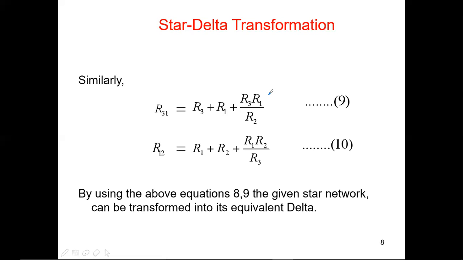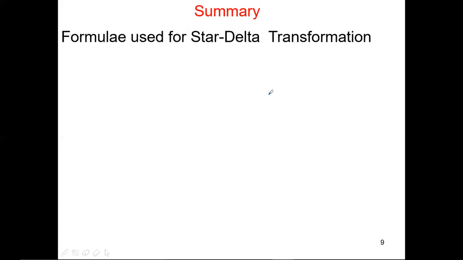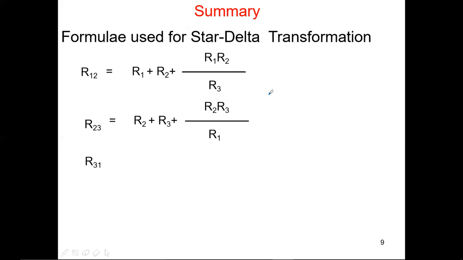By using the above 8 and 9, the given star network can be transformed into the equivalent delta, equations 8, 9, and 10. R12 is equal to R1 plus R2 plus R1 R2 by R3. R23 is equal to R2 plus R3 plus R2 into R3 by R1. Next, R31 is equal to R3 plus R1 plus R3 into R1 by R2.